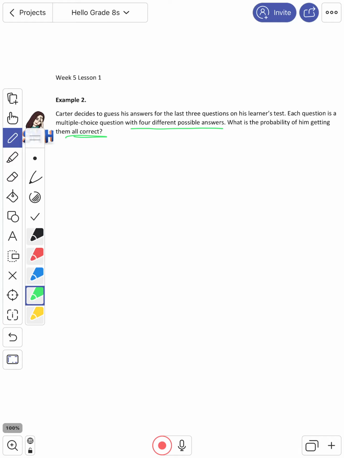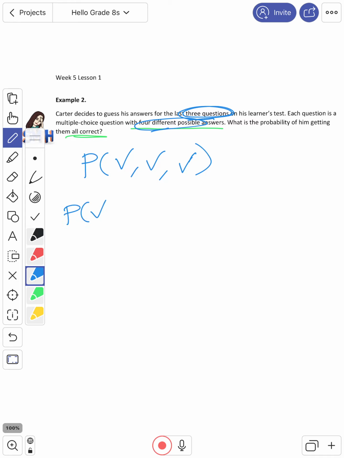First of all, Carter should not be guessing on multiple choice questions. Now we're going to look at his chance of getting them all correct when he does decide to guess. In our question, there are 3 questions that he's going to guess on, and each question has 4 different possible answers. So we're looking at the probability of getting it correct, correct, and correct. So the probability of getting the first one correct times the probability of getting the second one correct times the probability of getting the third question correct.